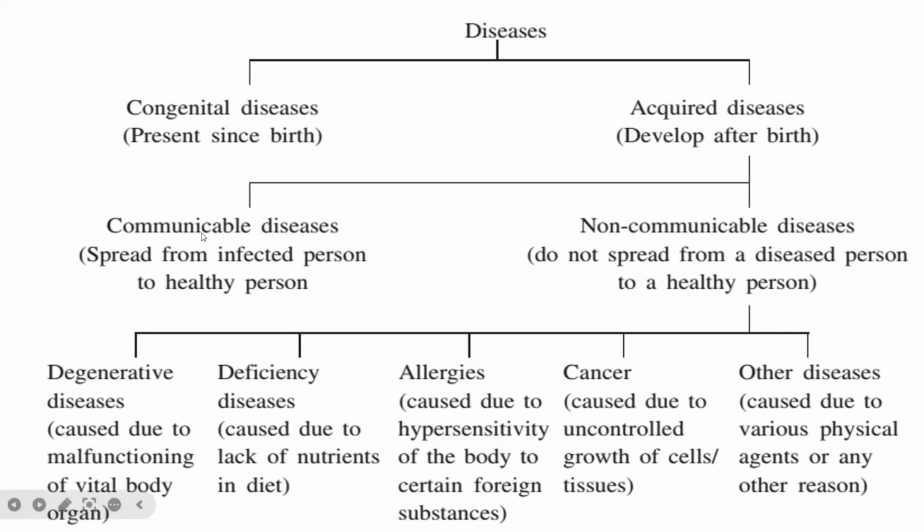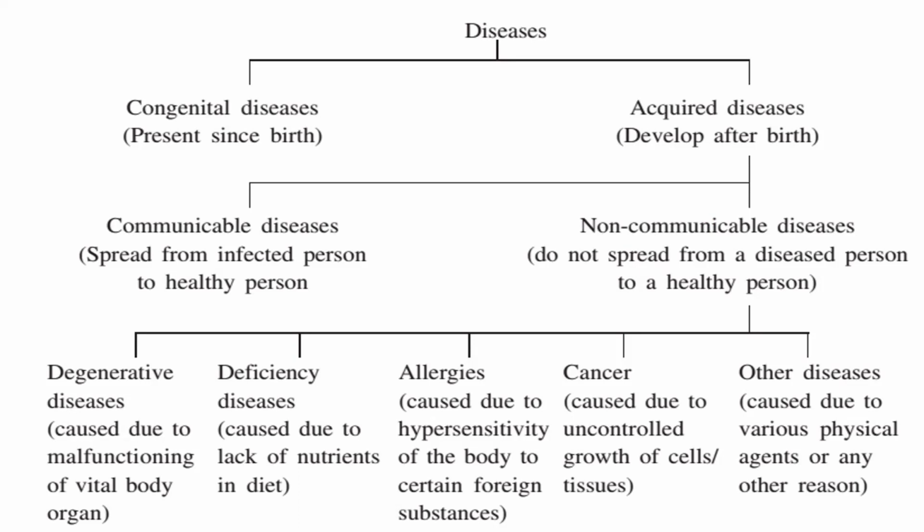What are communicable diseases? Diseases which can spread from one person to another, like viral fever. Non-communicable diseases do not spread from one person to another. They include degenerative diseases caused by malfunctioning of a vital organ, and deficiency diseases, caused by deficiency of nutrients: iron deficiency, rickets, kwashiorkor, marasmus, night blindness.